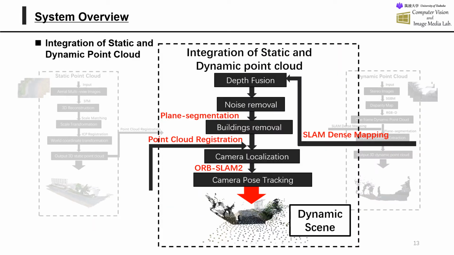To integrate the two point clouds together, we need to initialize the pose of the vehicle in the dynamic point cloud on the static point cloud. Here, we use the depth fusion method to get a more accurate point cloud. Then, after noise removal and plane segmentation, we register the two point clouds together and obtain the transformation matrix. Then, after transformation, we can get a 3D dynamic scene with both static environment and dynamic objects together.